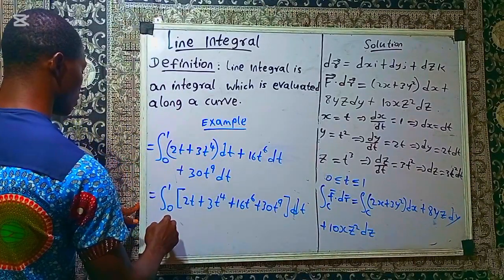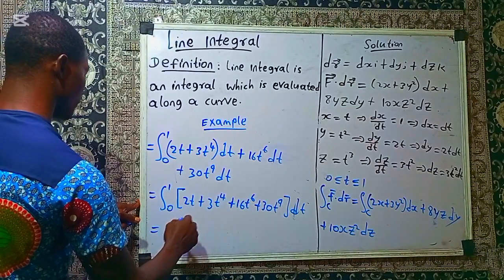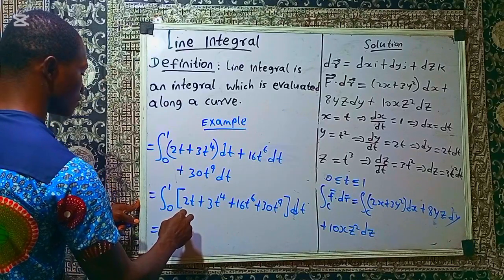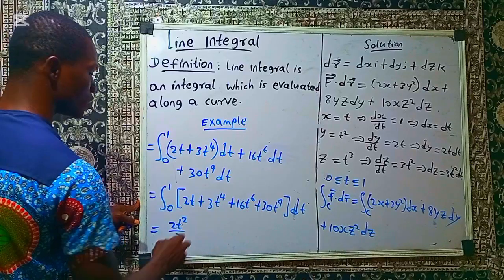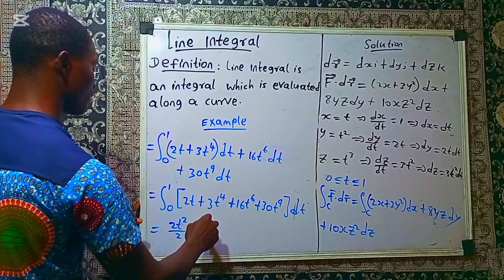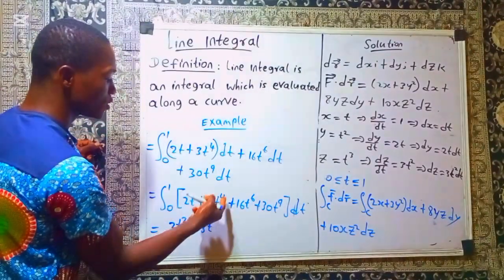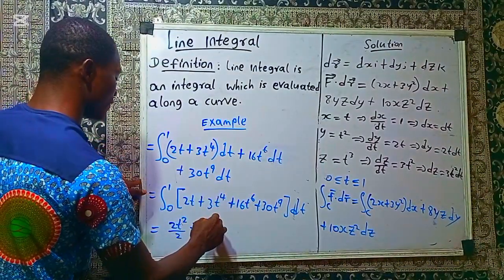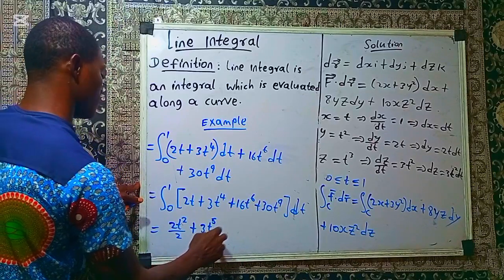So if you integrate this, if you integrate 2t, you add one to the index. That's 2t raised to power 2 divided by 2, right? Plus, if you integrate 3t raised to power 4, if you are doing the integration, you add 1 to the index. If you add 1 to 4, what will you get? 5. t raised to power 5. Then you bring down that index, 5.